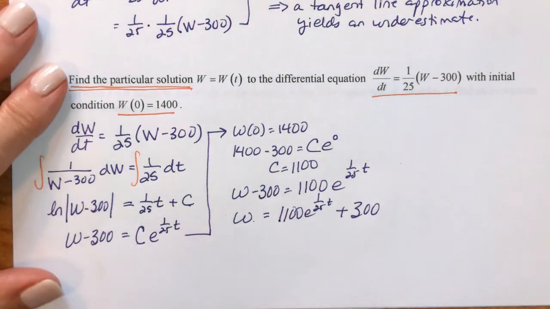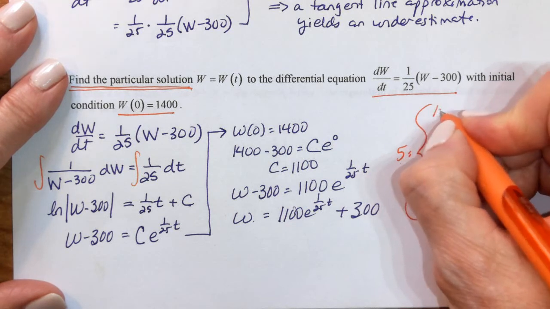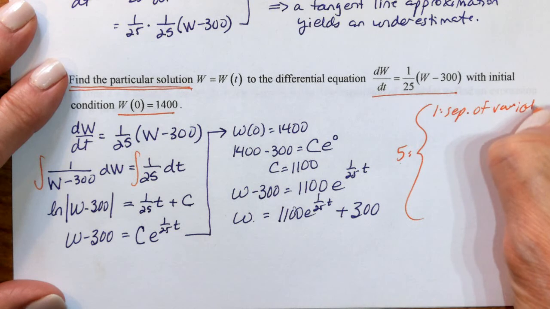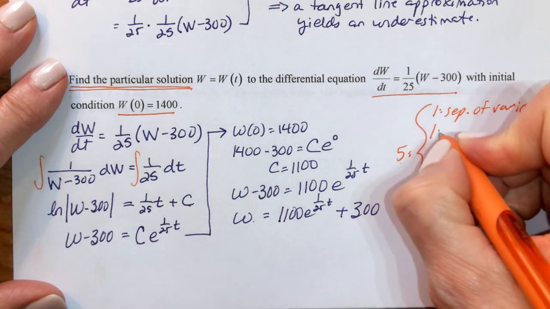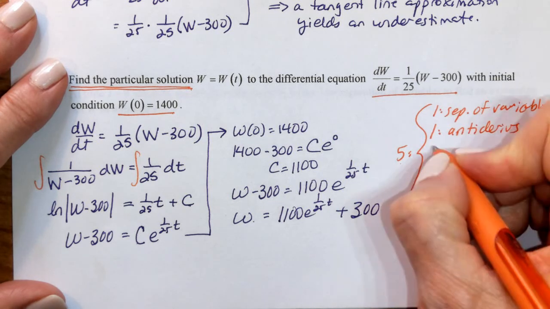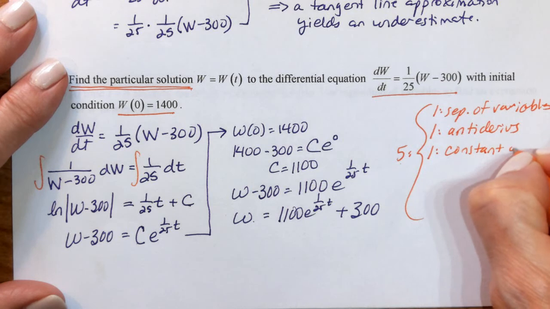This was worth 5 points. Let's see how they split that up. 1 point for separation of variables. 1 point for the two antiderivatives. 1 point for using a constant of integration, C.